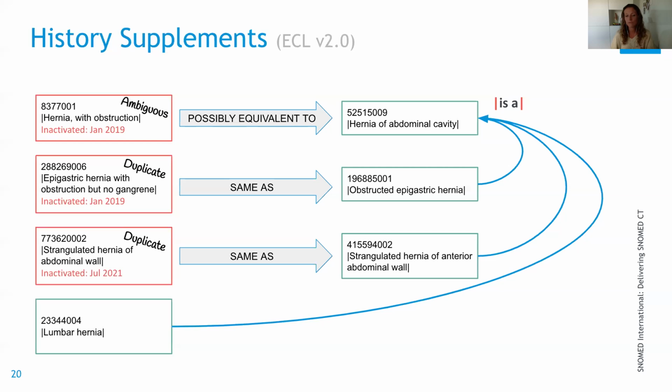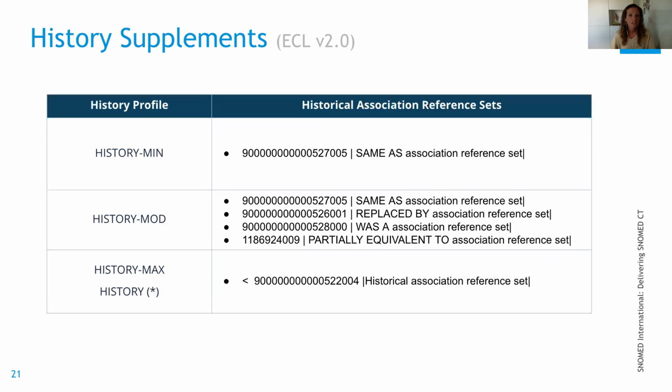So with ECL 2.0, we are now able to utilize these established associations between an active concept and an inactive concept to effectively retrieve the intended meaning across historical records. But given the distinct nature of these various historical association types, we have introduced 3 history supplement profiles to support a range of use cases depending on the level of precision and recall required for inactive content.